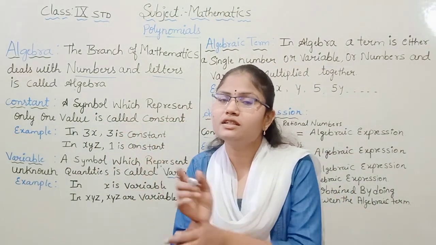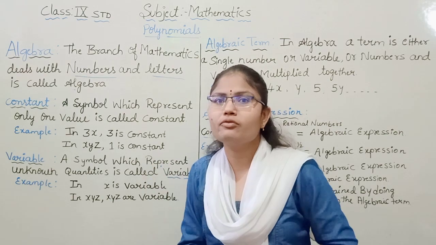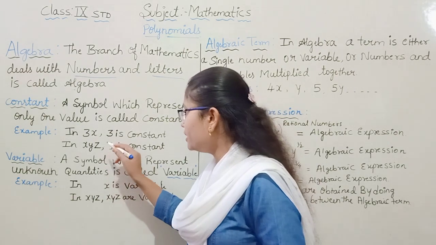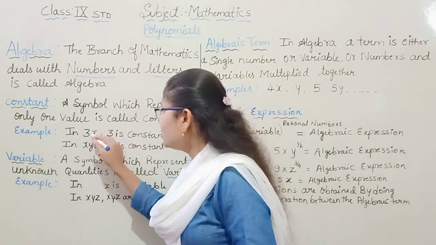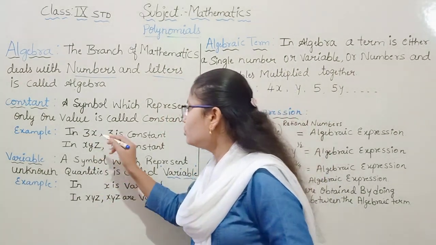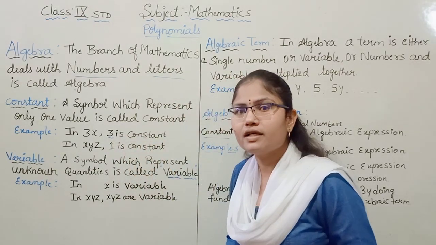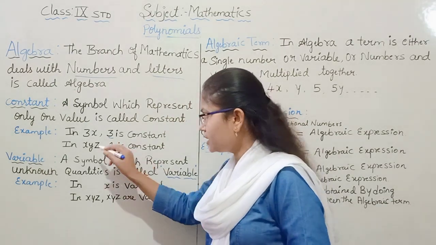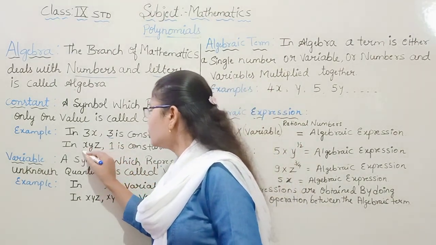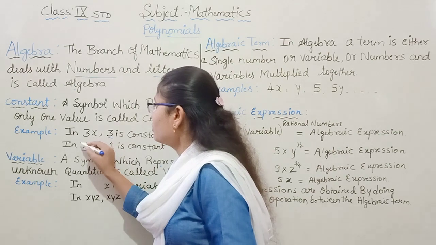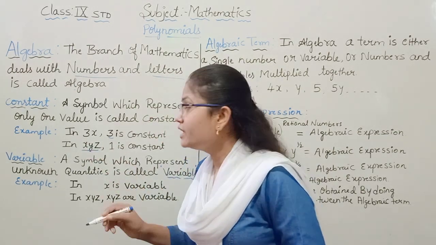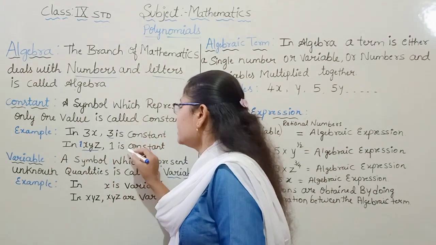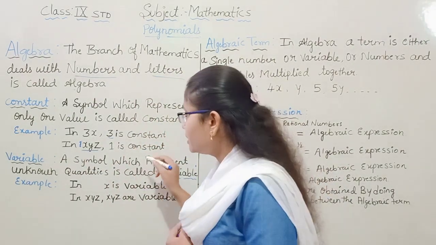Constant means it doesn't change its value. In 3x, the value 3 doesn't change at any cost, so 3 is a constant. Next, if you consider x, y, z, you can observe there is no written constant value, but it has a 1. So here 1 is a constant.